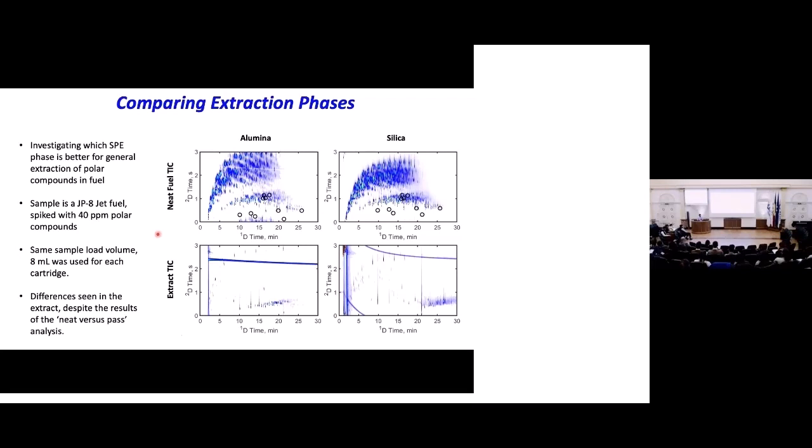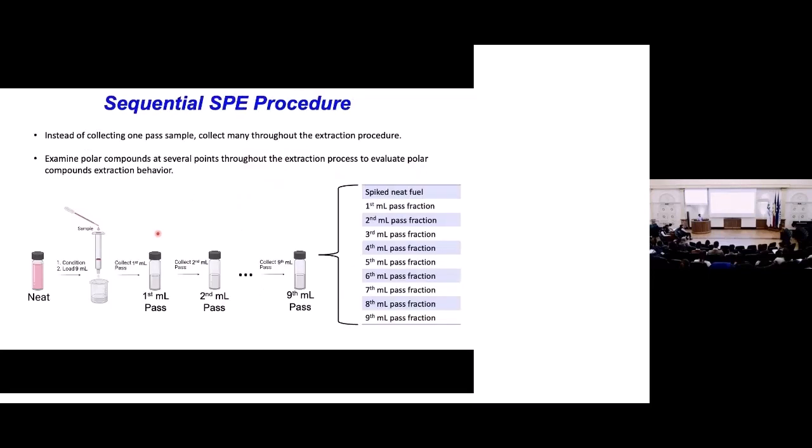And so in an effort to capture this throughout the process, we developed a sequential SPE procedure where, like my initial study where we collected the pass fuel and compared that to the neat, we went through the entire load volume and collected the pass volume in fractions. So we collected the first mL of pass fraction as a separate sample, and then collected the second mL, and so on and so forth until we went through all our 9 pass fractions.